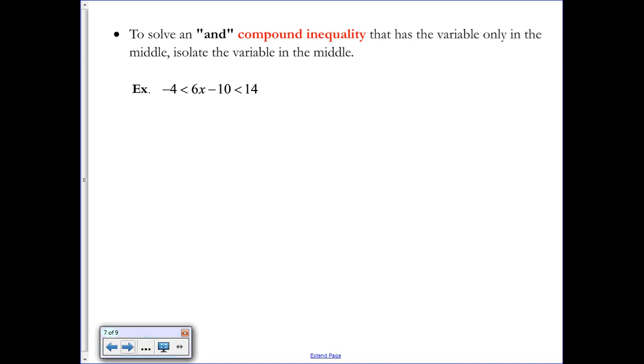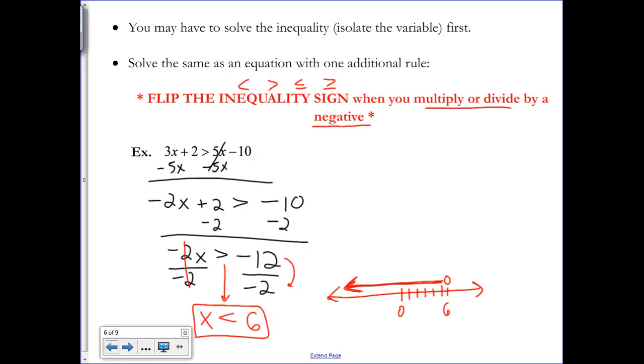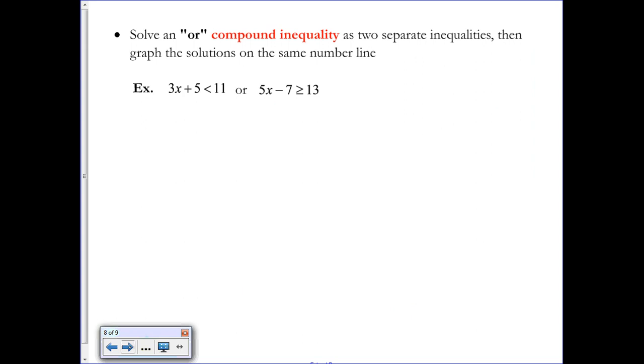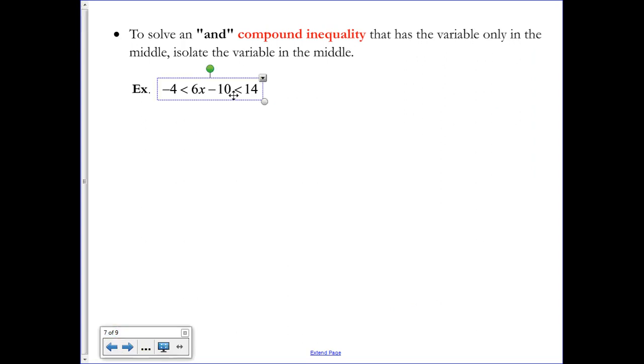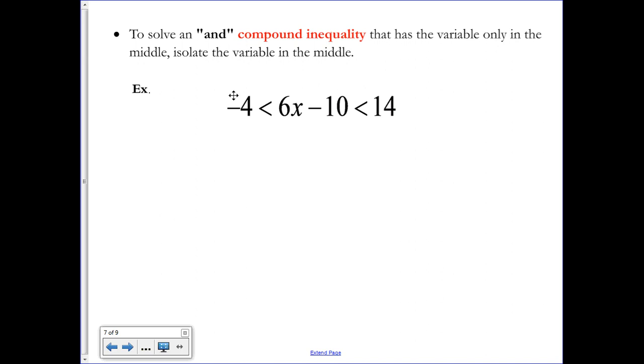To solve an and inequality, these are the ones that have x in the middle, like in this little sandwich. We want to isolate the variable in the middle. So I'm going to make this a little bit larger and put it in the center of the screen for you to hopefully see it a little better. Okay. See, there's an x in between the two inequality signs, and I want to move anything else that's in between outside. So x will be by itself in the middle.